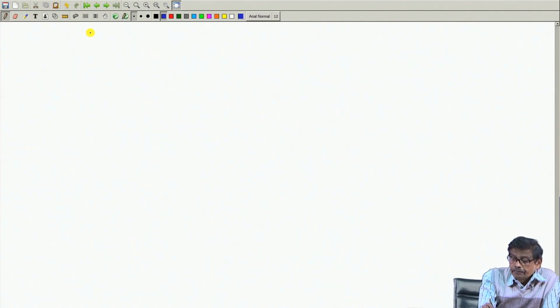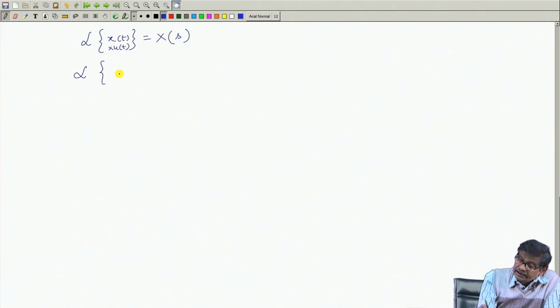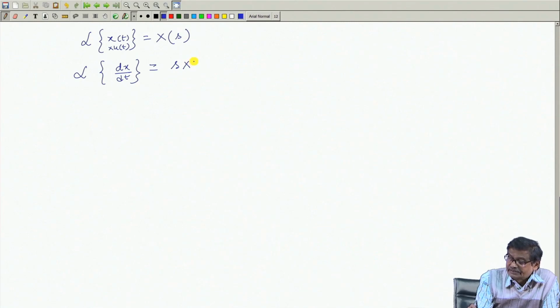So, we have seen that the Laplace transform of x(t) is equal to X(s). With this we started. Then I am saying the Laplace transform of x(t) into u(t), I always forget, is X(s). Then the Laplace transform of dx/dt we have just established is equal to s into X(s) minus x(0). This is the value of the function at t equal to 0.